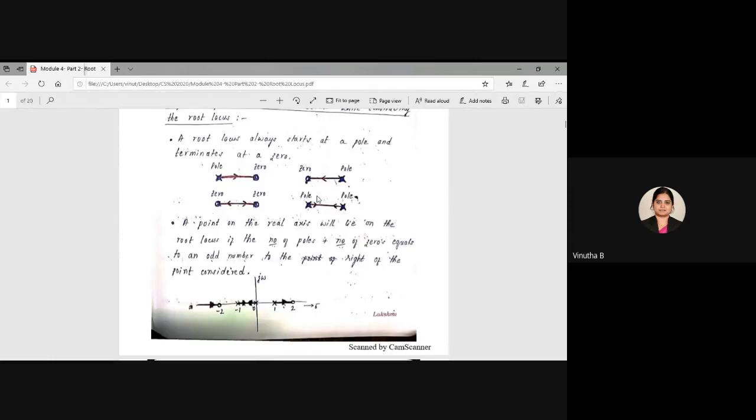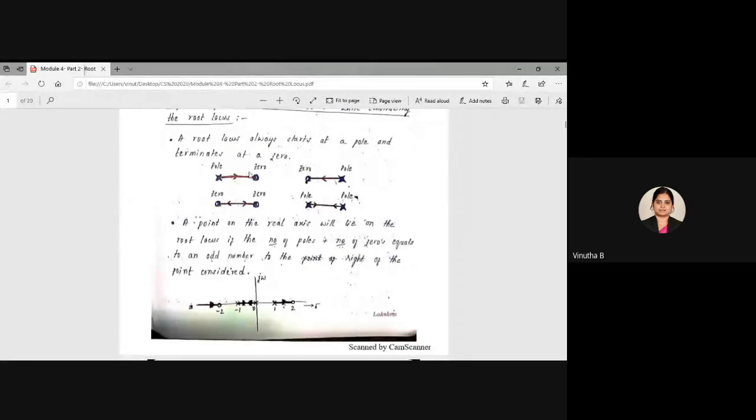Similarly for poles, when you come across two poles adjacent to each other on a root locus, you have to show the arrow mark like this, that is, it is drifting away or moving away from the pole. This is also moving away from the pole. So this is how you should know. These are some of the important rules that you have to indicate when constructing the root locus.